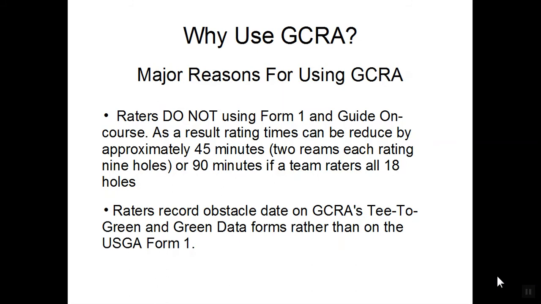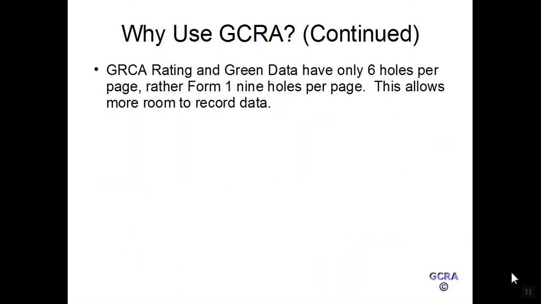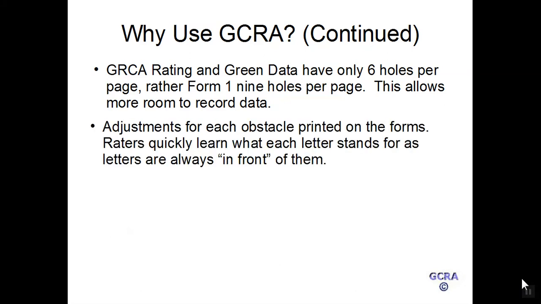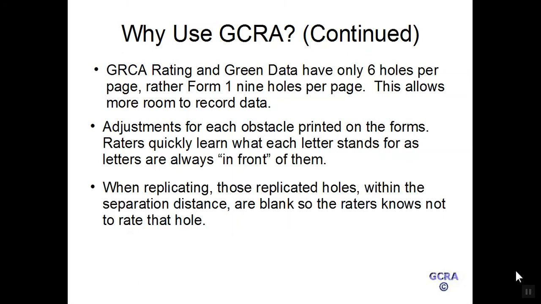The raters record obstacle data on GCRA's tee to green and green data forms rather than on a Form 1. GCRA rating and green data forms have only 6 holes per page rather than Form 1, which has 9 holes per page. This allows much more room to record data in a larger area. Adjustments for each obstacle, every obstacle is printed on the forms. Raters quickly learn what each letter stands for, as the letters are always in front of them. They keep seeing them over and over again as they rate.